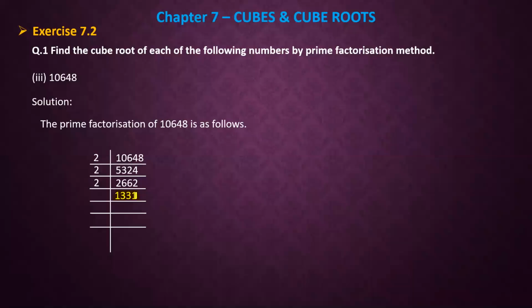So after 3 and 5, now we are moving to the next prime factor, which is 7. So again we are going to divide 1331 by 7. So next prime factor we are going to take 7.